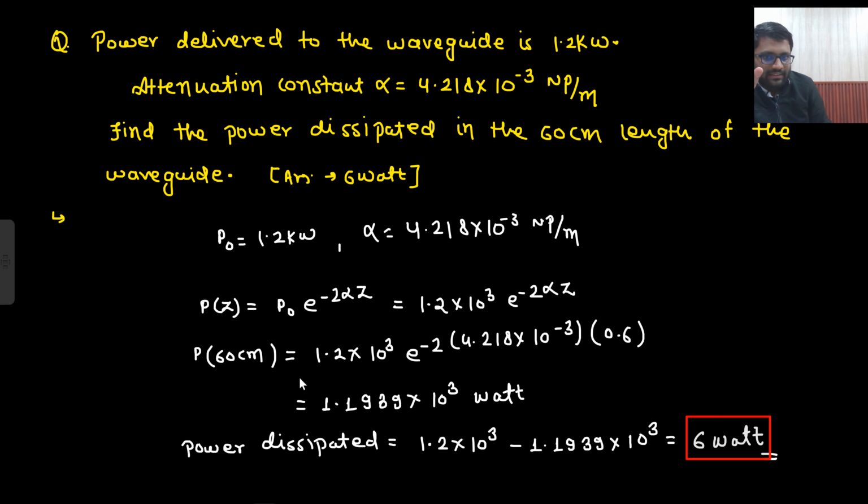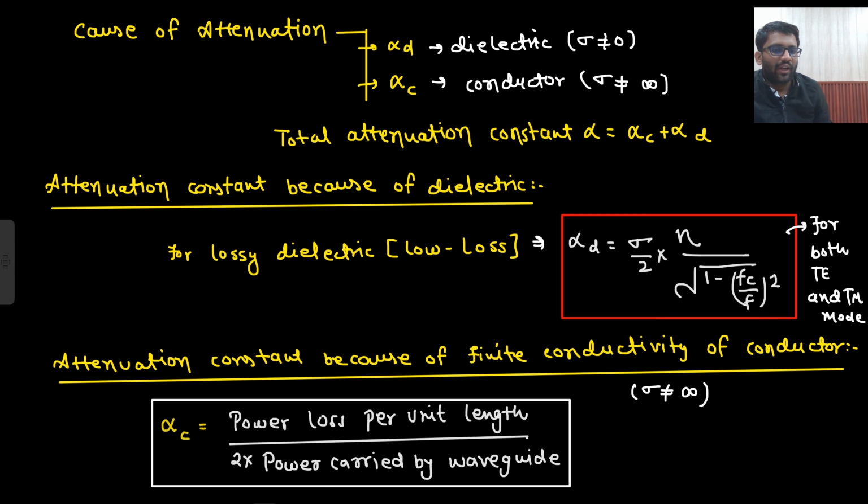So mostly chances are there that they will ask this kind of question, that they will give the input power and ask the power at a distance, or they will ask how much power loss there is at a particular distance. This question is from Sadiku only. Or they can ask you the value of alpha d. Alpha d comes into action because of a lossy dielectric.